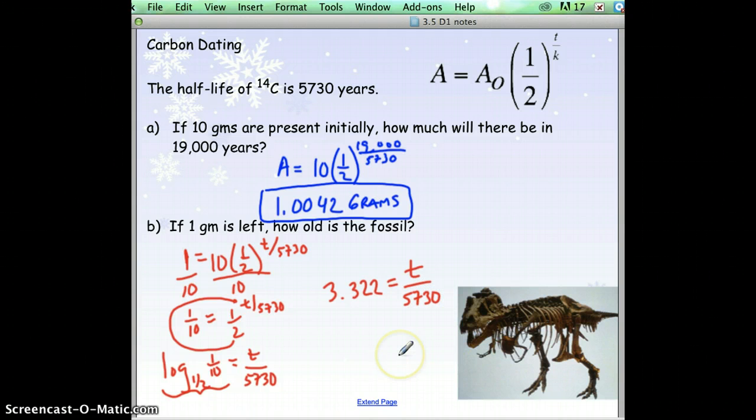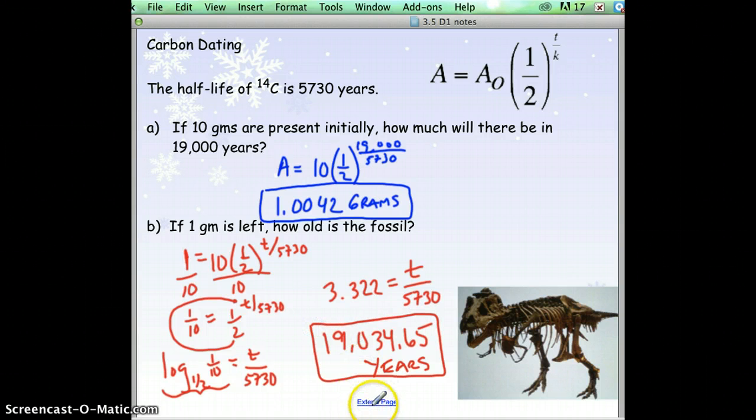So now if I want t alone, I'm going to multiply by 5,730. And I get 19,034.65 years. So that's how old the fossil is. Okay? All right, next problem.